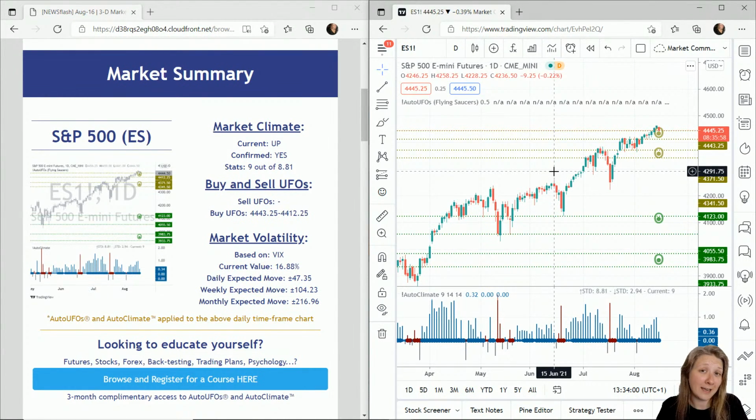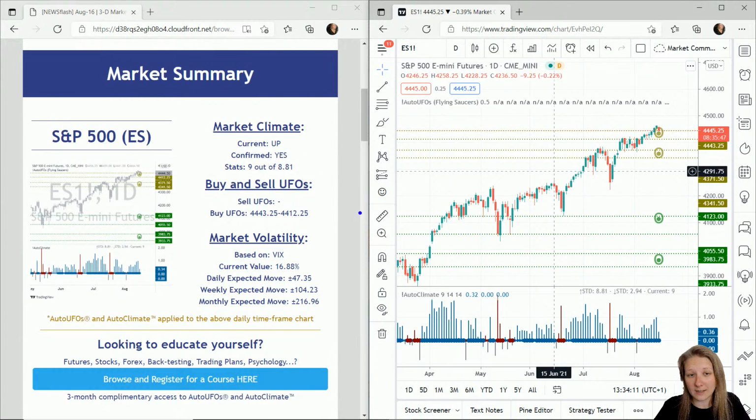Now we're looking at a daily chart per each market. Of course, different things happen on different time frames. This data and these sort of conclusions are from daily charts that we're looking at here. So with the S&P 500, we have a confirmed upwards climate, a thick blue dot there, probability to the upside.